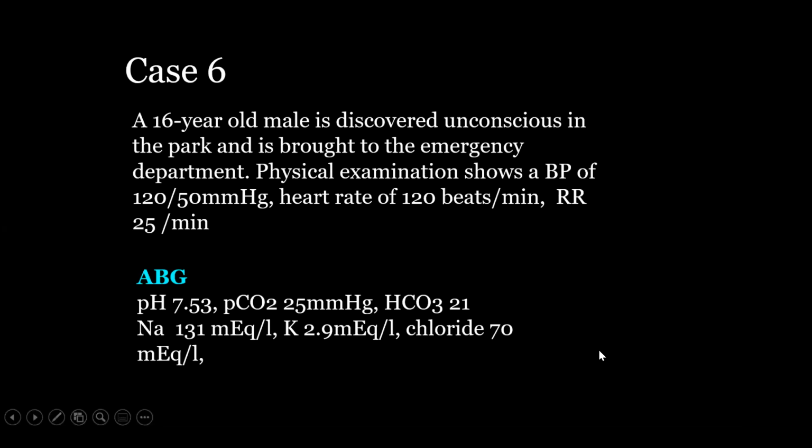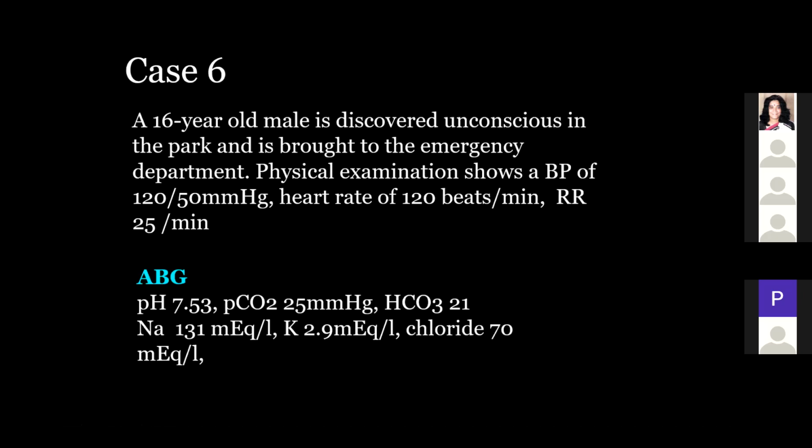Hello, ma'am. So pH is 7.53, which is alkalemia. PCO2 is 25, which is less, again going with the alkalemia. Bicarb is 21, which is also less, or more or no, normal. So this looks like respiratory alkalemia. The anion gap comes to 40. It's a wide anion gap, so we'll have to again calculate delta anion gap.